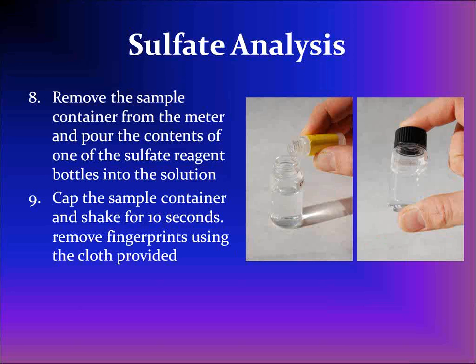After zeroing the meter, remove the sample from the meter, open the glass vial, and add the entire contents of one of the bottles labeled 0.1 gram barium chloride. Cap the vial and shake it vigorously for 10 seconds, then wipe it to remove any fingerprints.